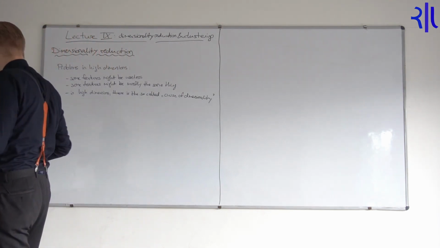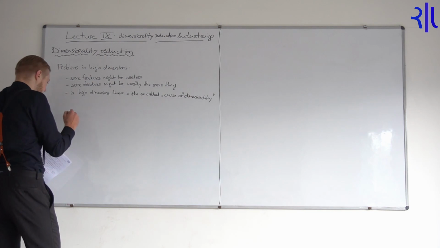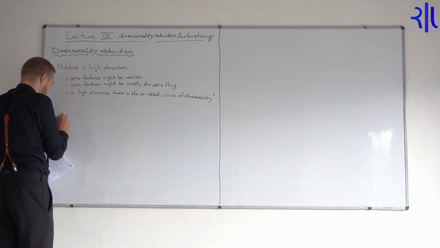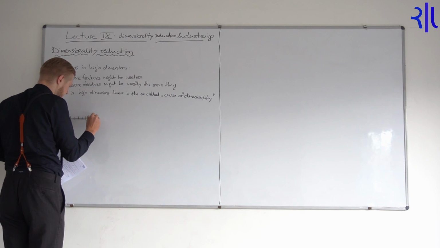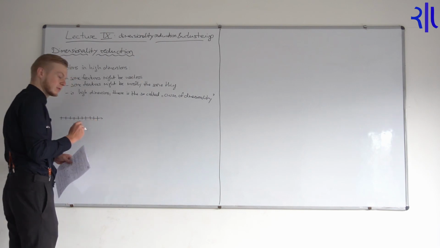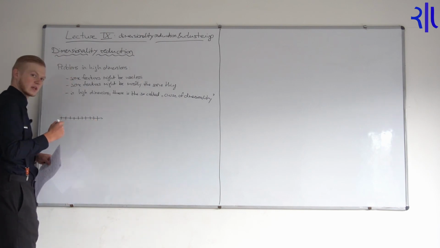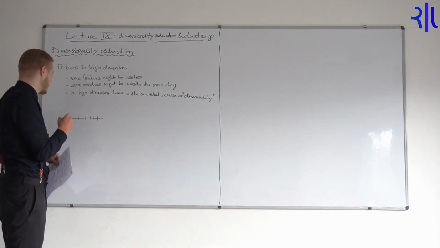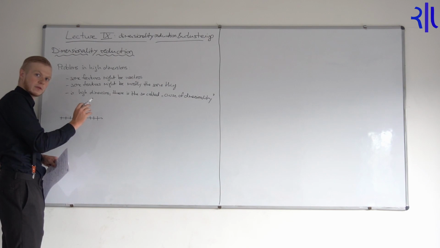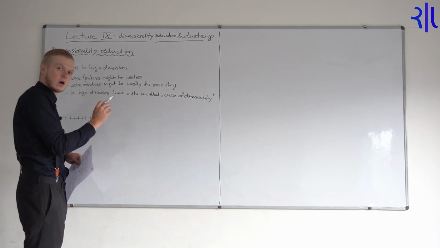To illustrate that, if you have, let's say, 10 possible values for your data in one dimension, 1, 2, 3, 4, 5, 6, 7, 8, 9, 10, and you have 10 different data points, you will have sampled the whole space. You know everything. You have seen all of it.